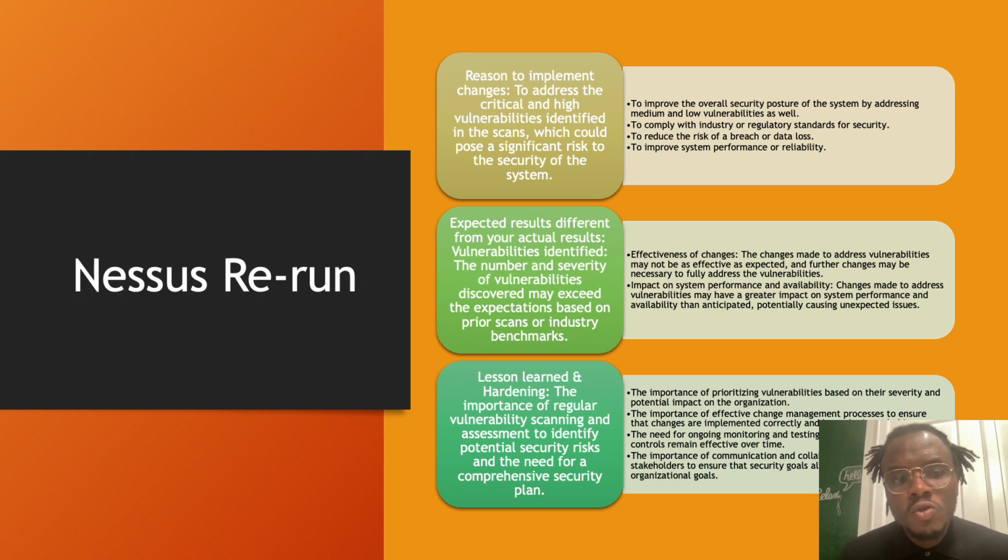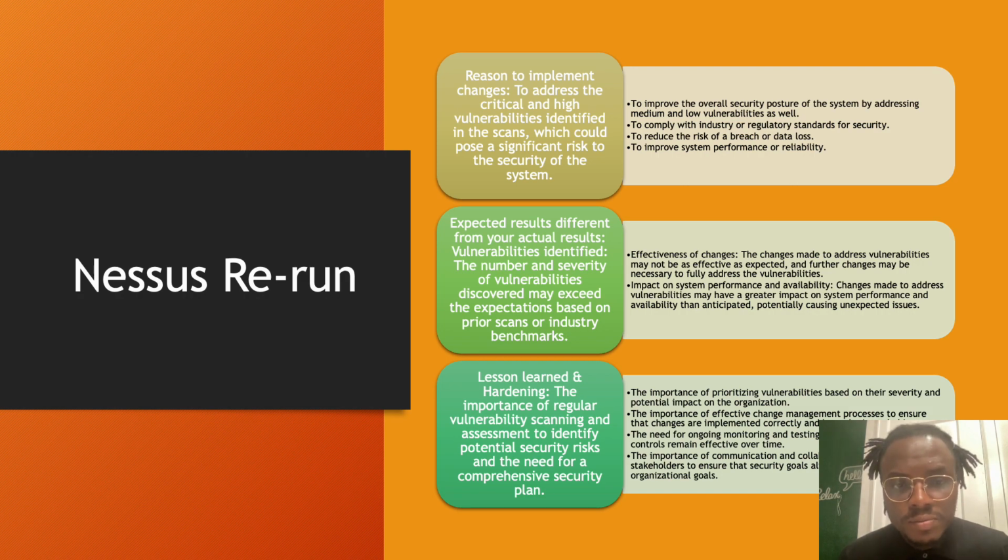Also, expected results are different from the actual ones. Vulnerabilities identified: the number and the severity of the vulnerabilities discovered may exceed what was expected based on the priority scan and the industry benchmark, which means it changes because I already went on Metasploitable and made some changes and I'm back and I run the scan again.